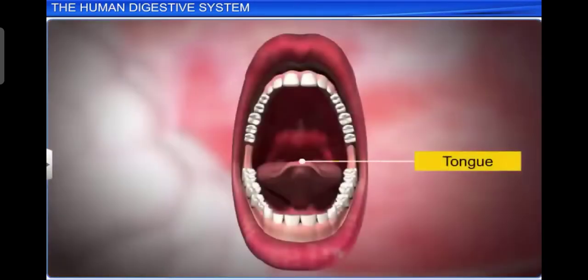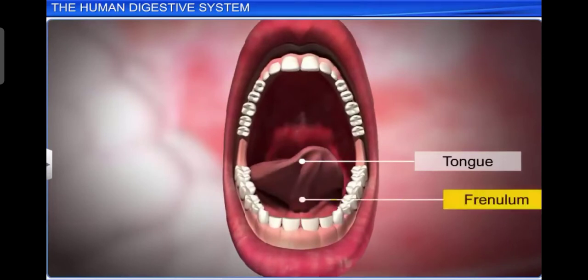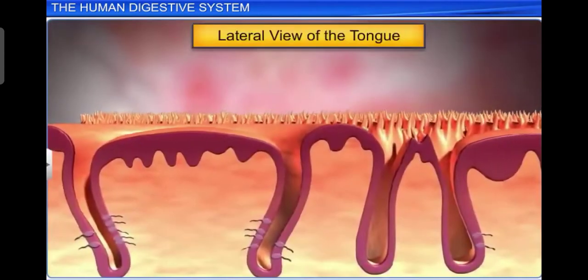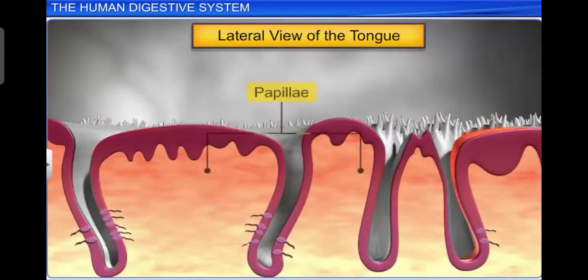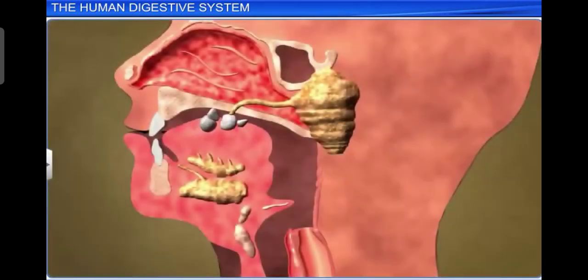The hard chewing surface of the teeth is made up of enamel. The tongue is a freely movable muscular organ attached to the floor of the oral cavity by the frenulum. The upper surface of the tongue has small projections called papillae, some of which bear taste buds. The oral cavity leads into a short pharynx which serves as a common passage for food and air.